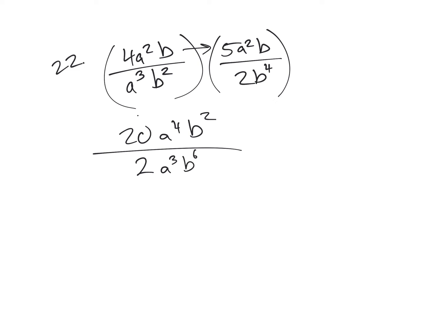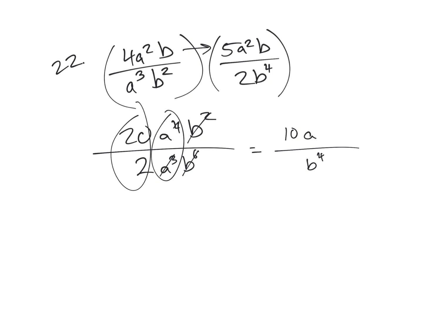And now you can simplify here. That's 10. 3 of those reduce with 3 of those, leaving A to the 1st. 2 of those will reduce with 2 of those, leaving B to the 4th on the bottom. No, B's not on top because it's a negative. Yeah, if you did the subtraction, it'd be B to the negative 4 at the top. Then you'd have to move it.